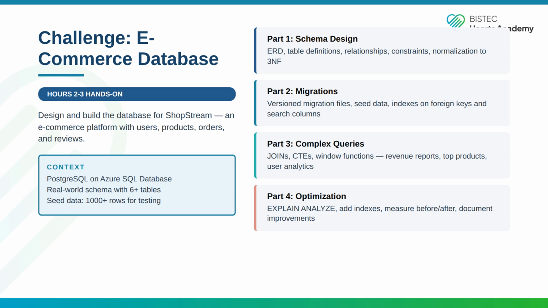The challenge has 4 parts. Part 1 is schema design: drawing an ERD, defining tables, and normalizing to 3NF. Part 2 is migrations: versioned SQL files that create your schema and seed it with realistic test data. Part 3 is complex queries: revenue reports, product rankings, and user analytics using joins, CTEs, and window functions. Part 4 is optimization: running EXPLAIN ANALYZE, adding indexes, and documenting the improvement. You have about 2 hours for all 4 parts. That's tight, so manage your time carefully. Don't spend 90 minutes perfecting the schema and have 10 minutes left for everything else.